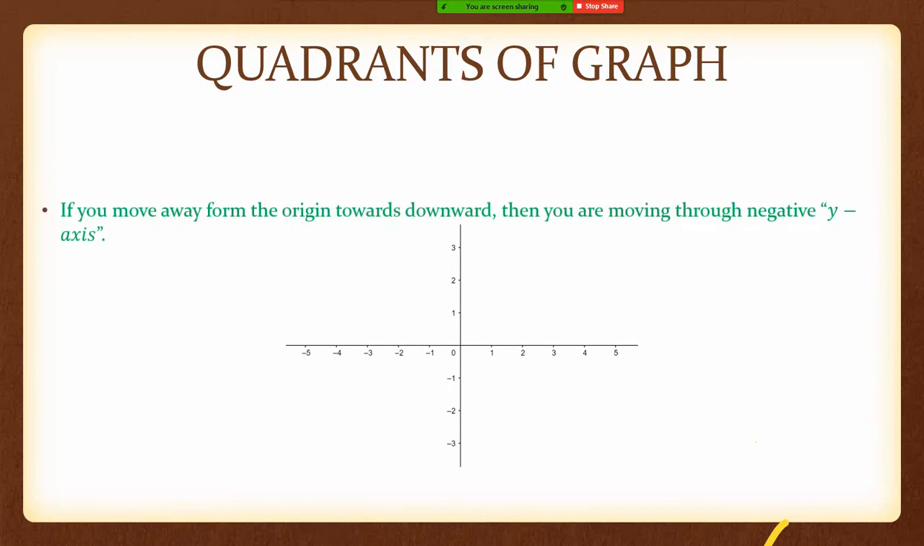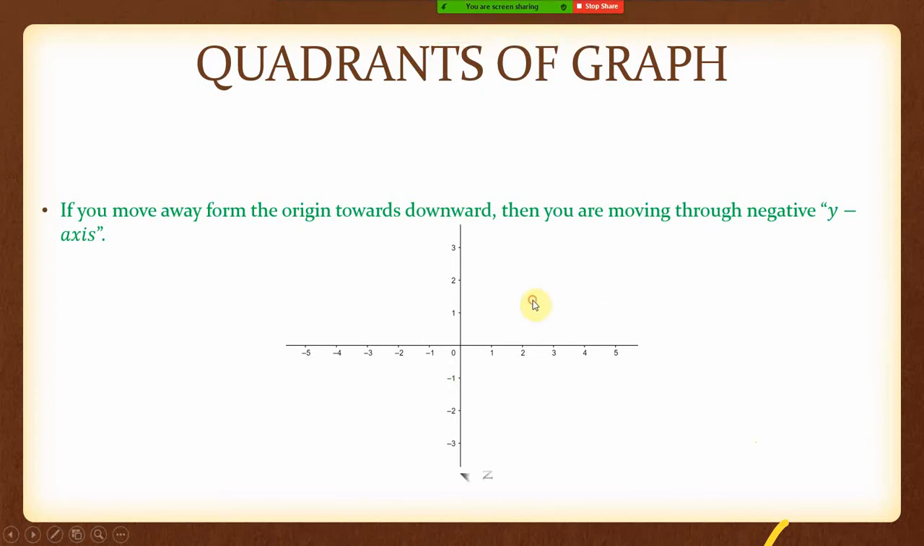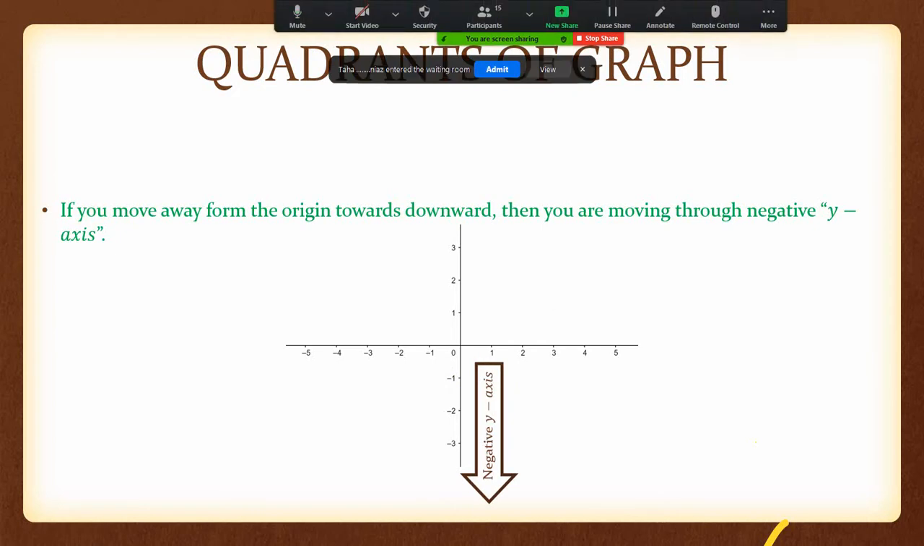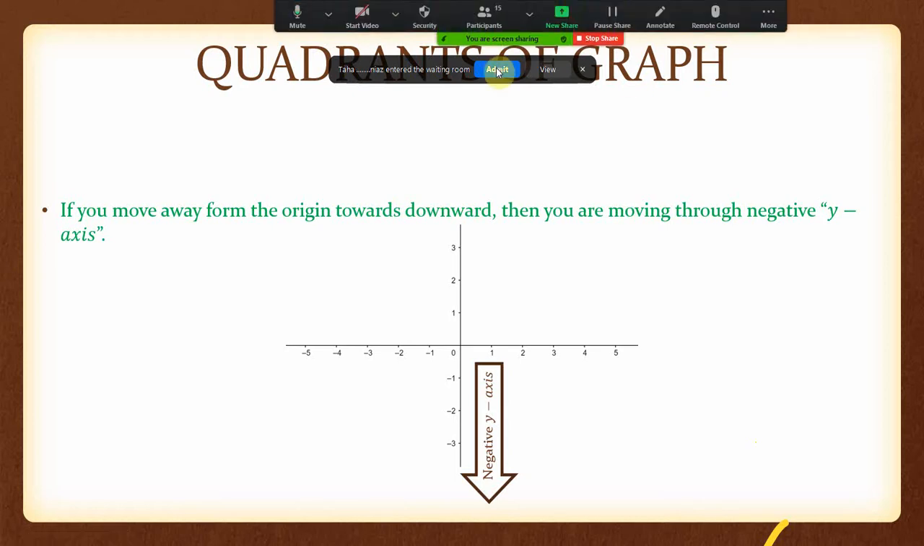Similarly, if you move away from the origin towards downward, then you are moving through negative y-axis. Now you are standing on origin, you are moving towards downward. It means you are moving through negative y-axis, and whatever the value written beneath or bottom of the origin, it means this point lies on negative y-axis. Got it?